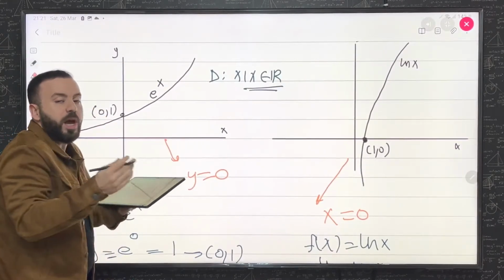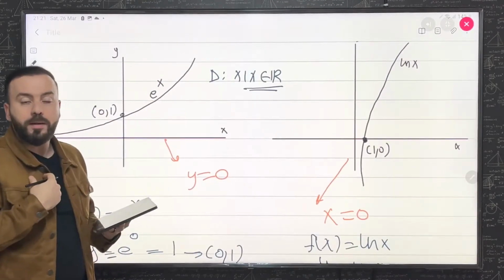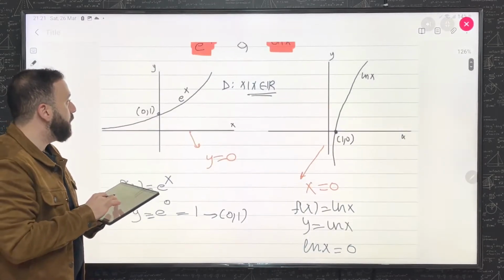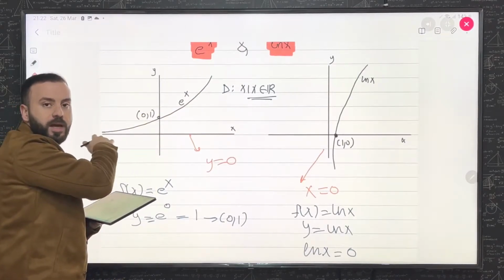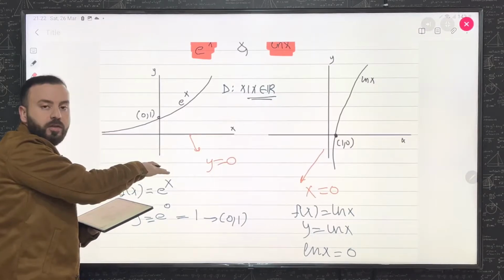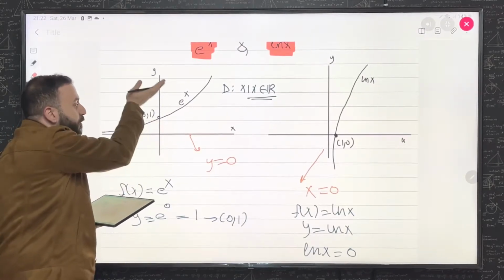It means that I can put any number beside the x. That's my domain. What about the range? Check this with me. The range, I can see that I will never touch the x-axis, so I will not jump to the negative part. So all the function is above what?